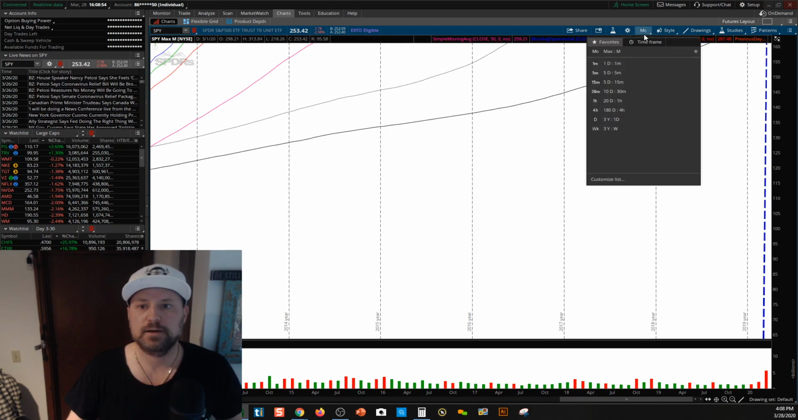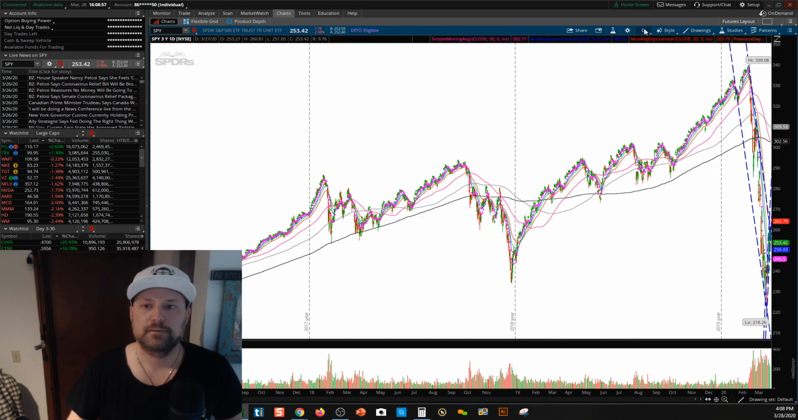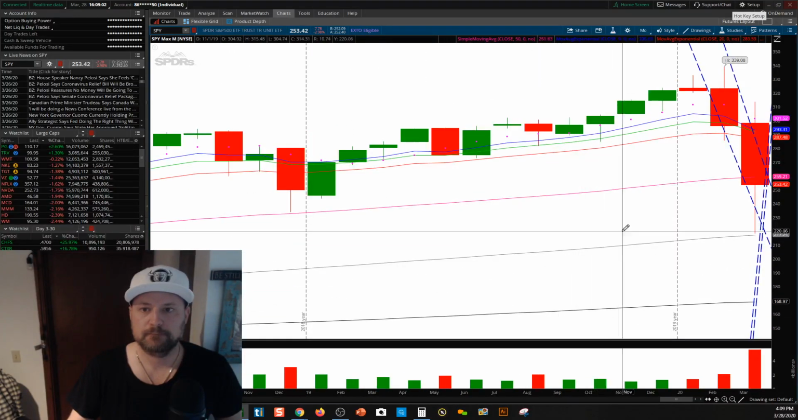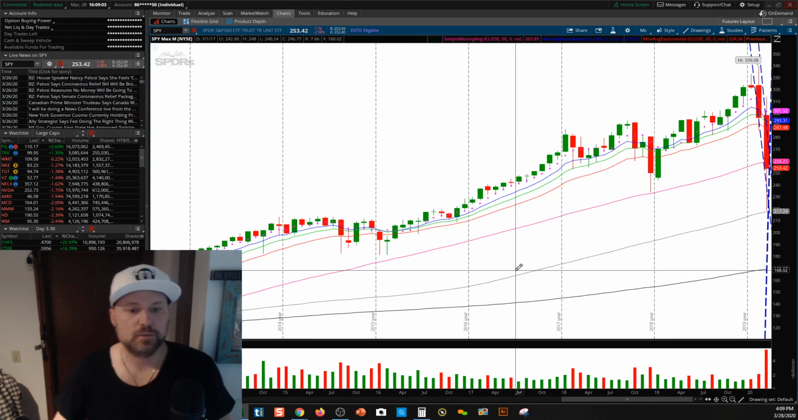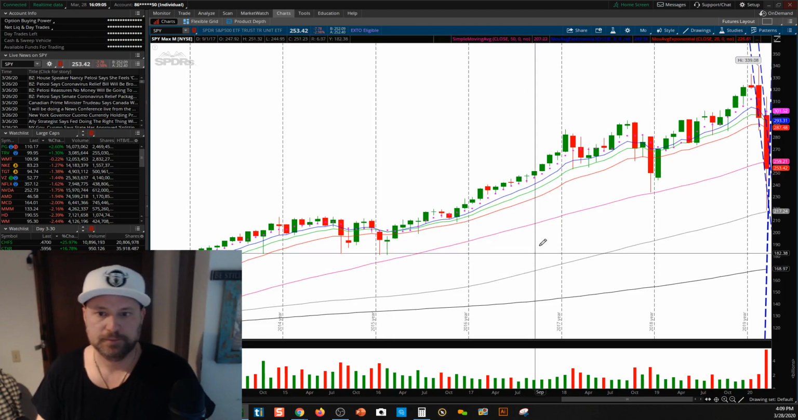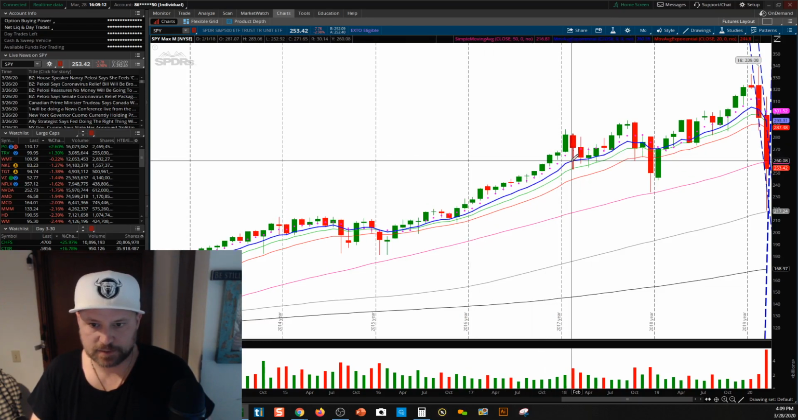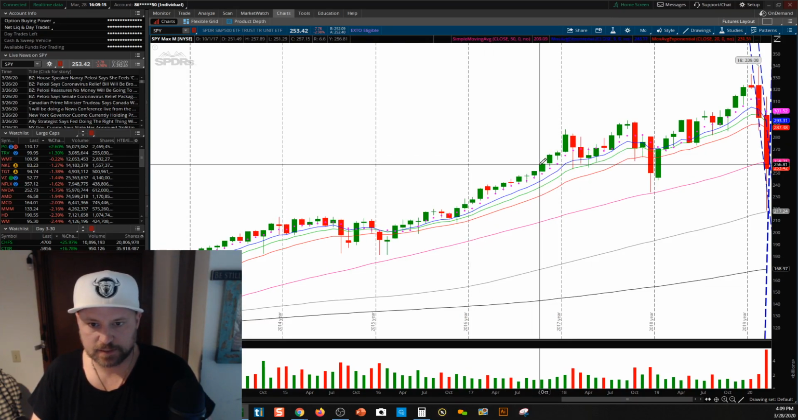What the heck is going on with my chart? So where did Trump get into office? I always forget. Is this into 2016? Or is it right back in here?